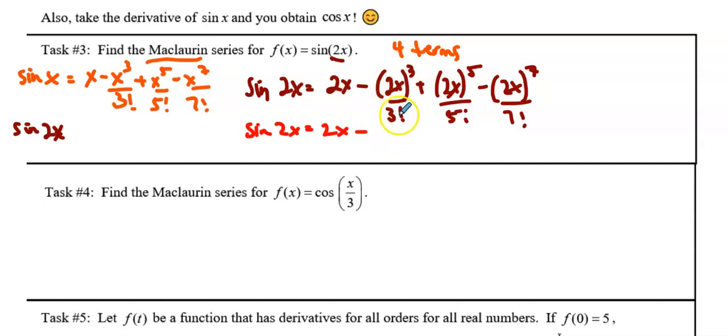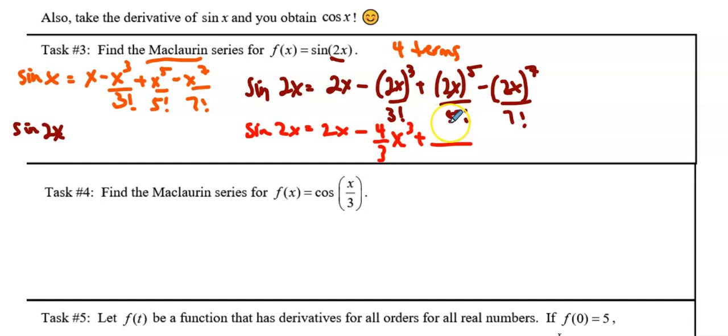2 cubed is 8, and then 3 factorial is 6. So you're going to see 4/3 x cubed. This is where it gets a little bit, not challenging, but just a way for you to see this. So this is going to, again, be 8 over 6, which is 4/3. Plus, and then sometimes when they get really large, especially when you get to this one, then they probably won't simplify it as much.